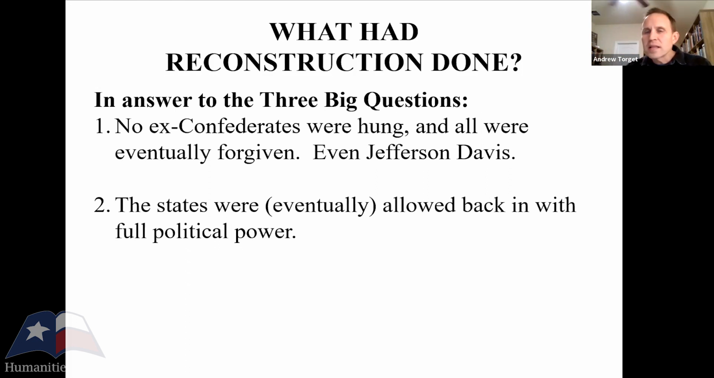All the states were eventually allowed back in with full political power after having also ratified the 13th, 14th, and 15th Amendments to the US Constitution. And that's no small thing. That's a major change that Reconstruction makes possible, right?